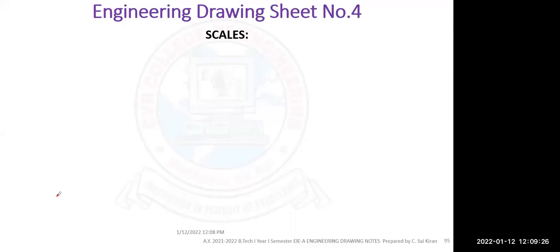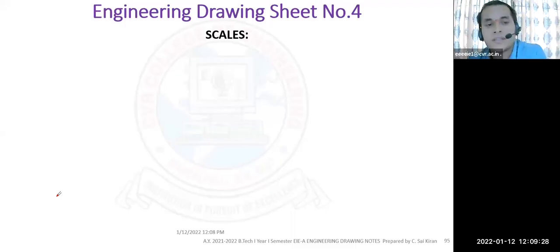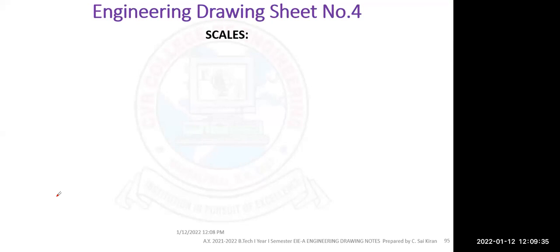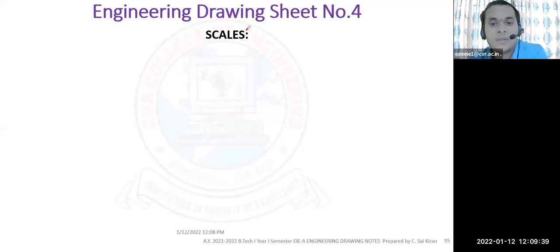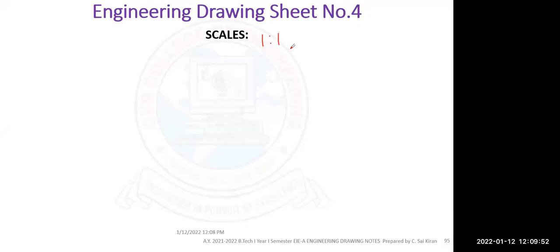On this sheet, you have scale written on your drawing sheet. What is the term you write to fill in the scale? 1:1. So in maths terms, what is meant by 1:1? It is called numbers, decimals, ratios. Ratio.